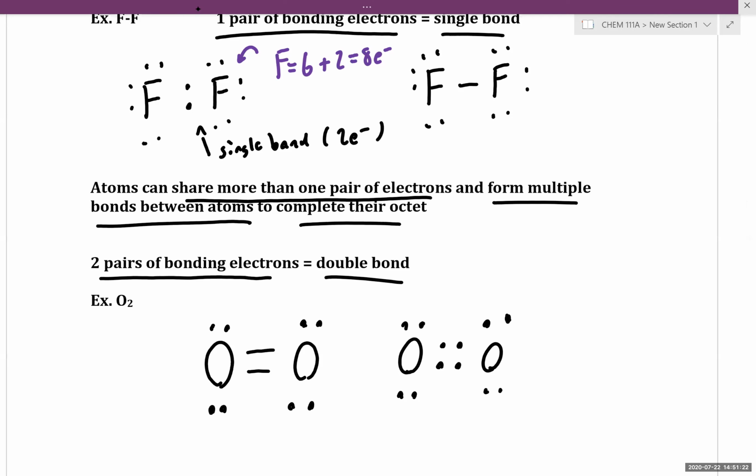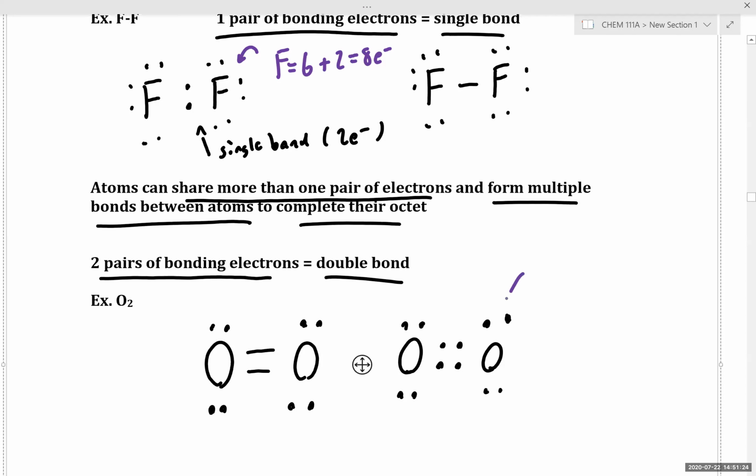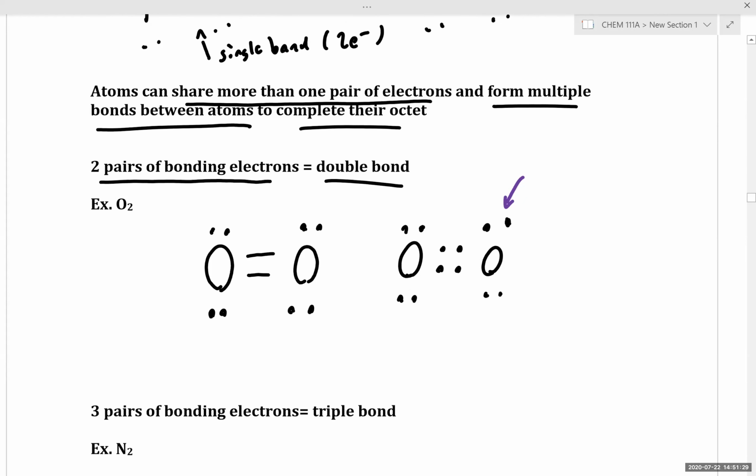So if we count the amount of electrons belonging to each oxygen atom, how many electrons are considered belonging to this oxygen atom on the right? How many electrons are owned by the oxygen atom on the right? 8, exactly right. We have 4 bonding electrons plus 4 lone pair electrons. That gives us 8 electrons total. Does this make sense to everyone so far?